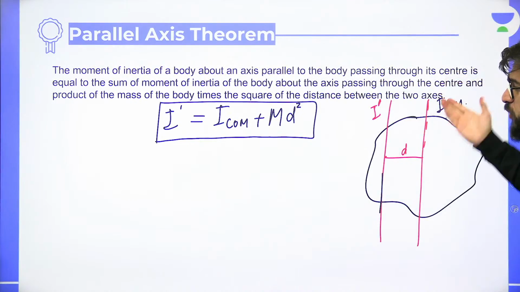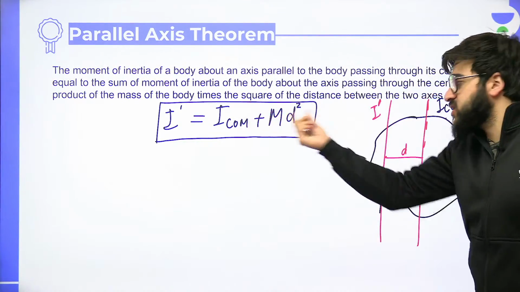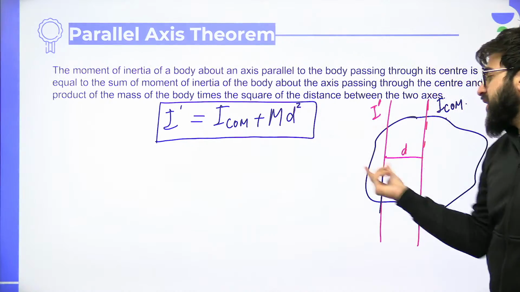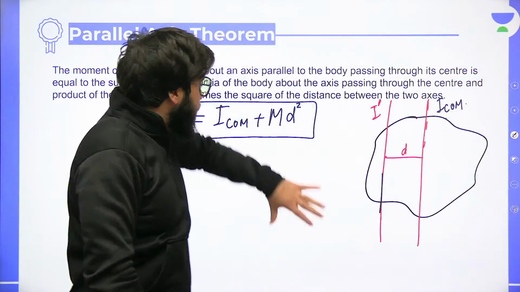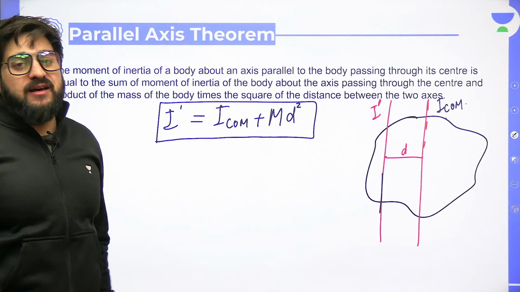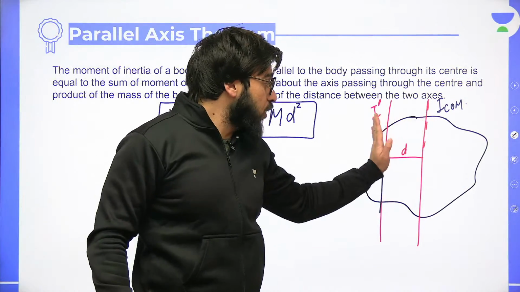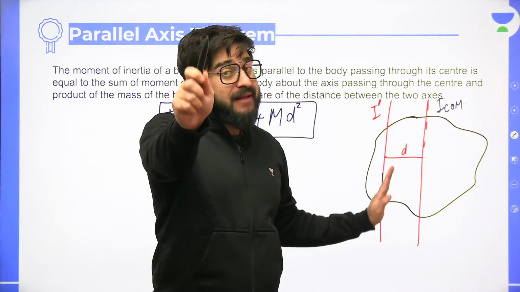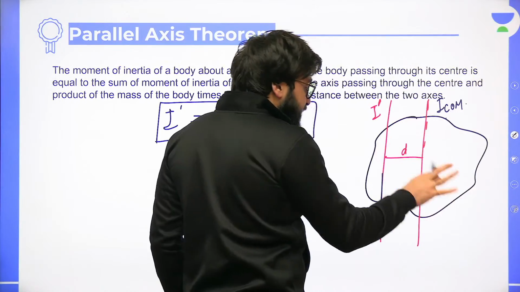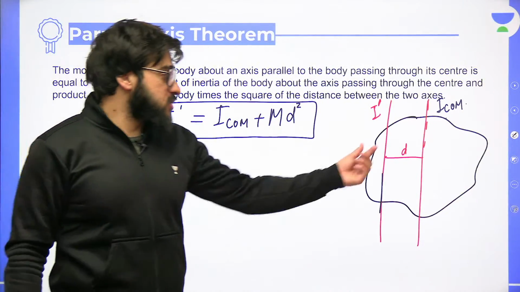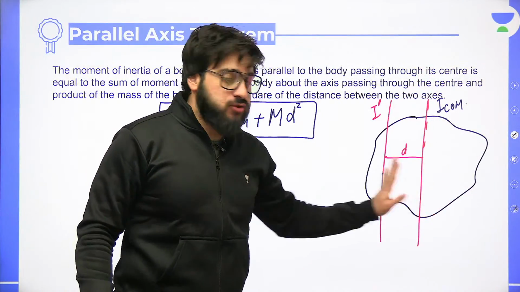Find the moment of inertia ICOM, put it over here. Mass of this disk, mass of this body, put it over here. D square, this is the D, just put it over here, done. That is the parallel axis theorem. That's why we say these two lines should be exactly parallel. Keep that in your mind. This distance should be the perpendicular distance. And one axis should pass through the center of mass.